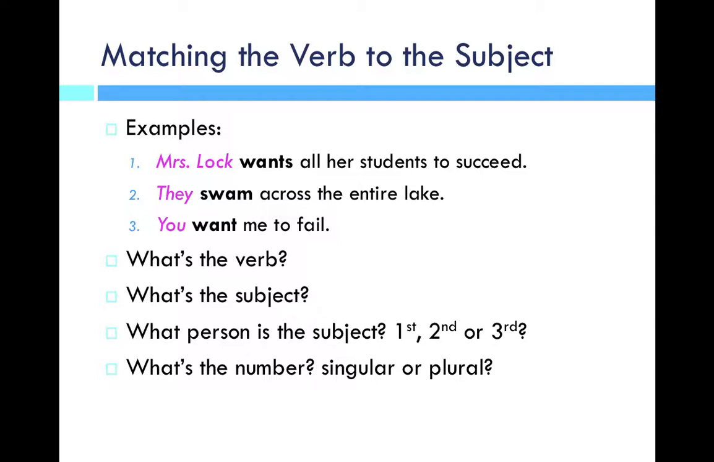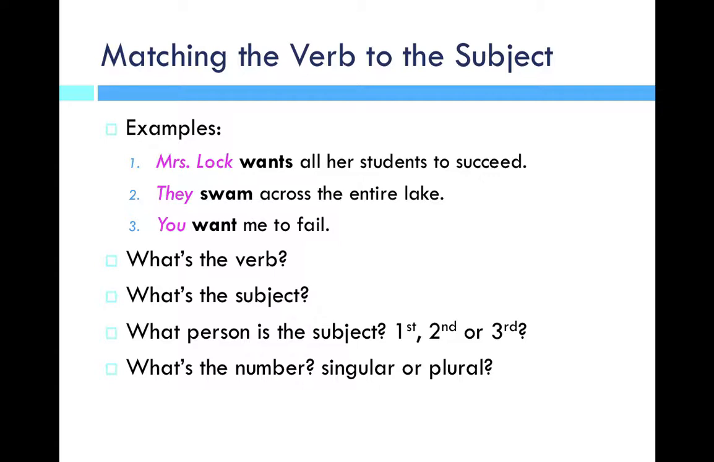So for example, let's look at these three sample sentences. The first one is, Mrs. Locke wants all her students to succeed. Who is performing the action in the sentence? It's Mrs. Locke, and the verb that she's performing is wants. Mrs. Locke is one person, and it's not including me or you, so we know that it's third person singular.